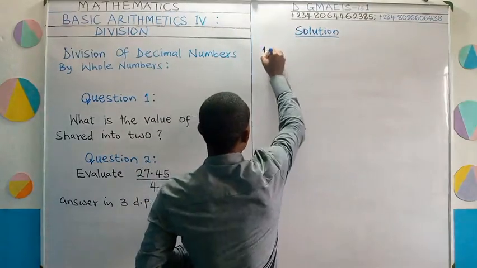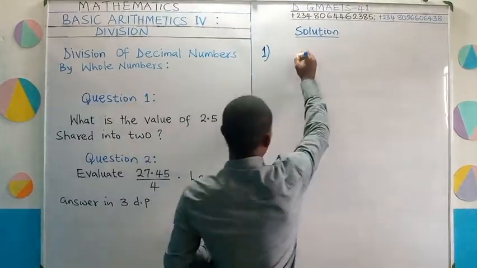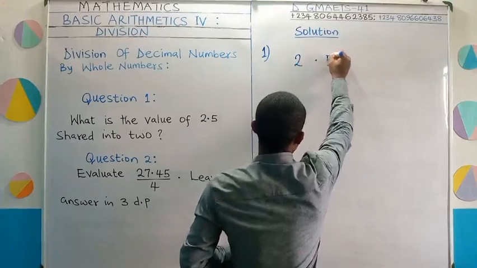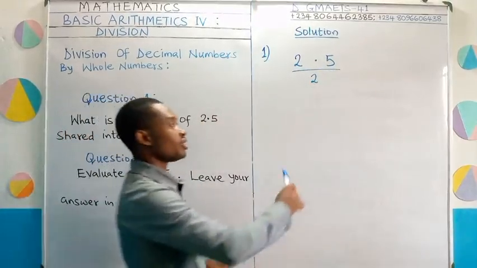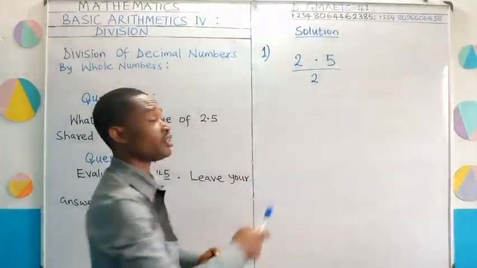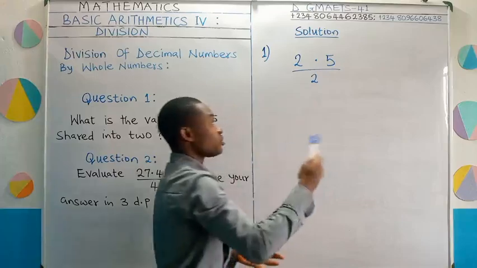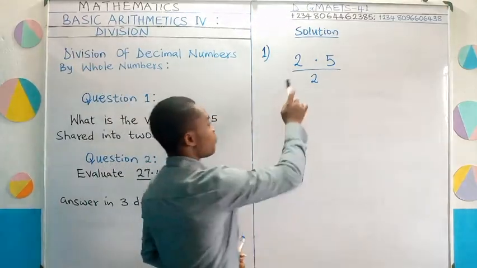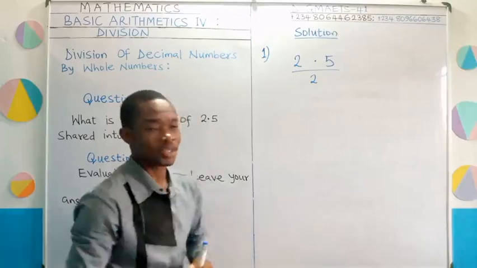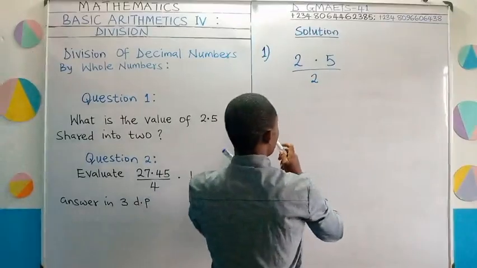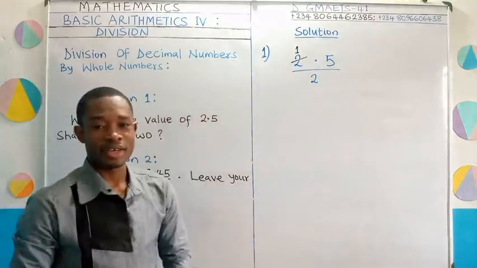I'll go straight on to solve question number 1. Solution: we have 2.5 and we are dividing this by 2, starting with the whole number part. The whole number part is the 2 that we have in the numerator, and the decimal part is the digit after the decimal point, so 5 is the decimal digit. We start by dividing the whole number part. 2 divided by 2: we are going to work with the 2 times table since our denominator is 2. So 2 divided by 2 is 1 exactly, there is no remainder.